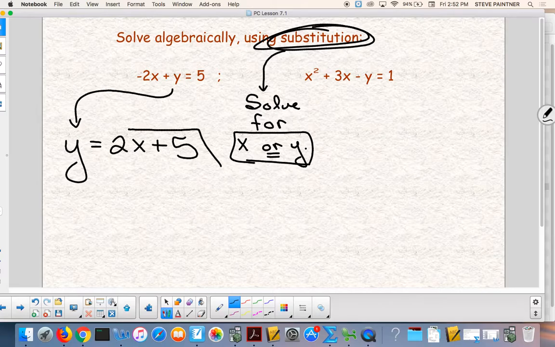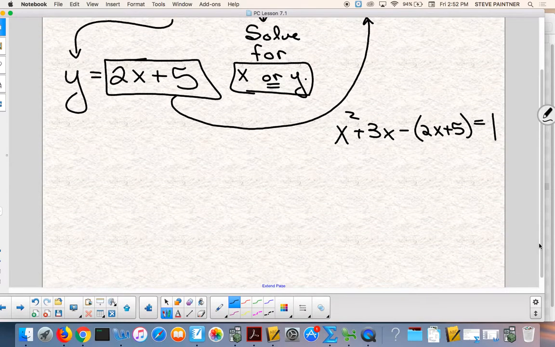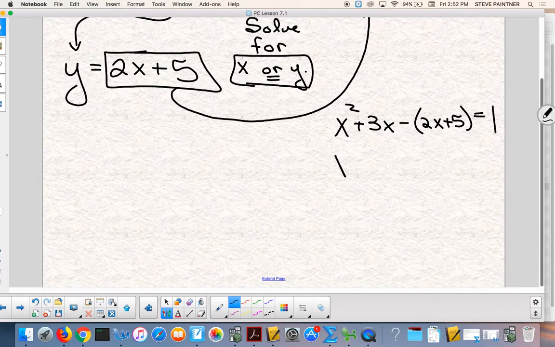And once you know what y equals, substitution says take what you know. I know y is 2x plus 5. Put it in for the other equation. Substitute it in. And then rewrite the other equation. X squared plus 3x minus what? Looks like 2x plus 5. 2x plus 5 equals 1. All right, quick solve for x, and then you've got your x values of the intersection point.